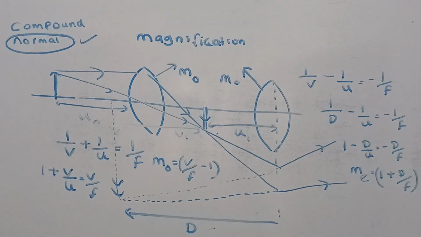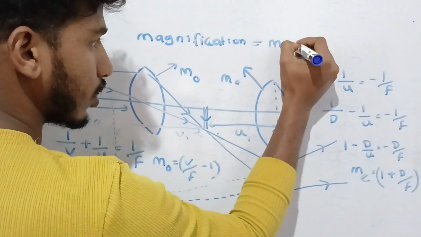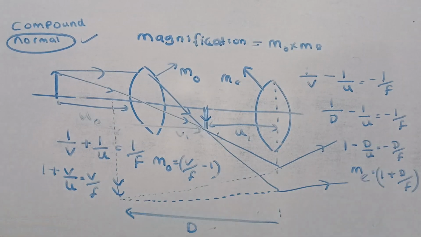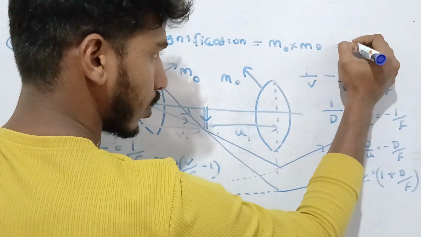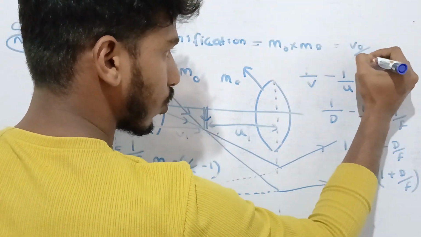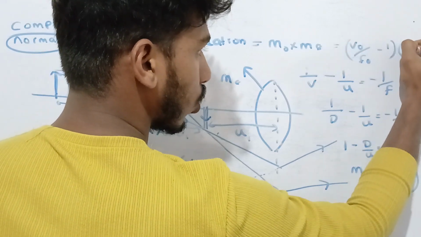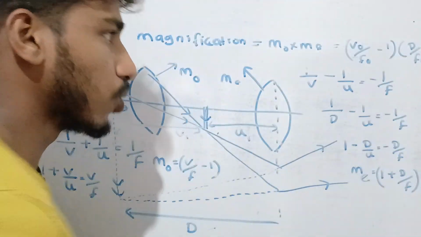And we know that the total magnification is equal to M naught times M e. So we must actually multiply these two magnifications. So my answer will be around v naught over f naught minus 1, over D over f e plus 1. If it is not clear, just go to the website again.